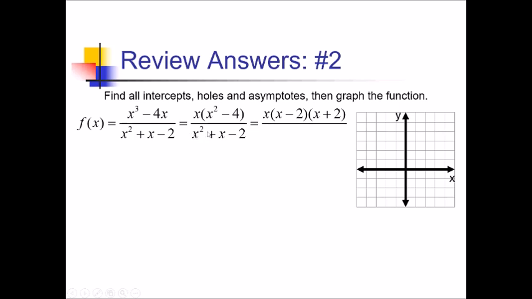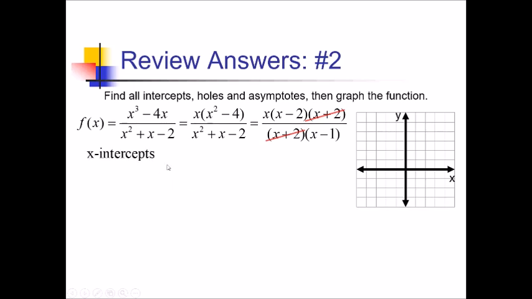Down below, I'm looking for numbers that multiply to negative 2 and add up to 1. That would be negative 1 and positive 2, so x minus 1, x plus 2. And I see that I can actually cancel out those x plus 2's. So there we go. That leaves me with x and x minus 2 in the numerator, x minus 1 in the denominator. Now that we've done that, let's go ahead and figure out our intercepts and asymptotes.